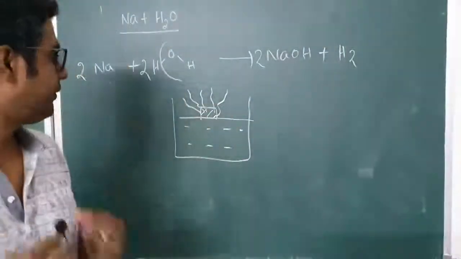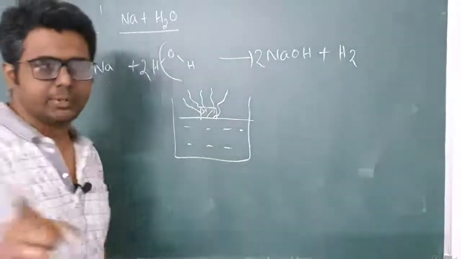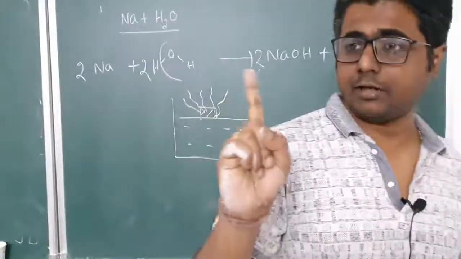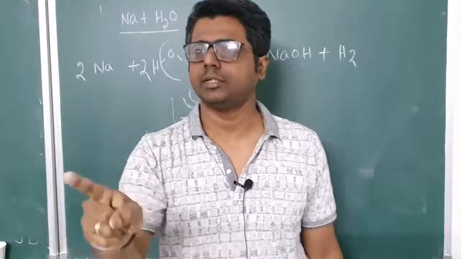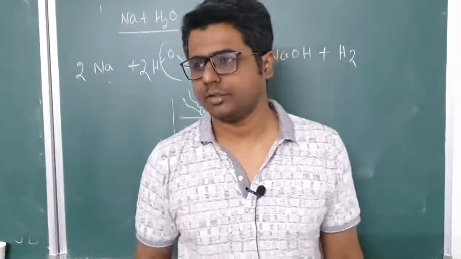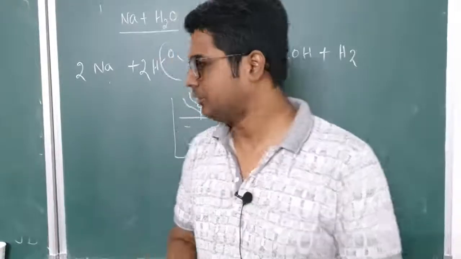So it imparts golden yellow color to the flame. Next, sodium and potassium both react very violently with water. To reduce this violent reaction and to have a smooth reaction, what do we do?